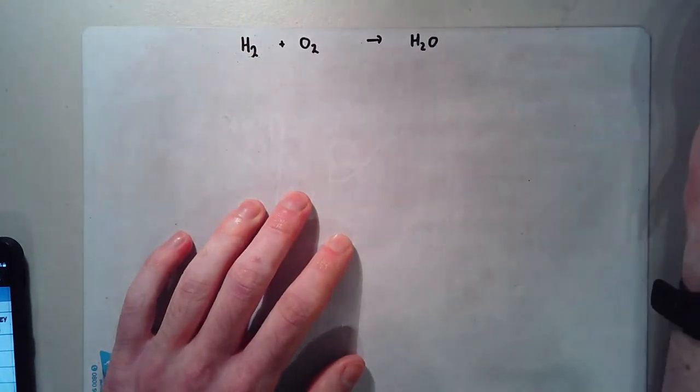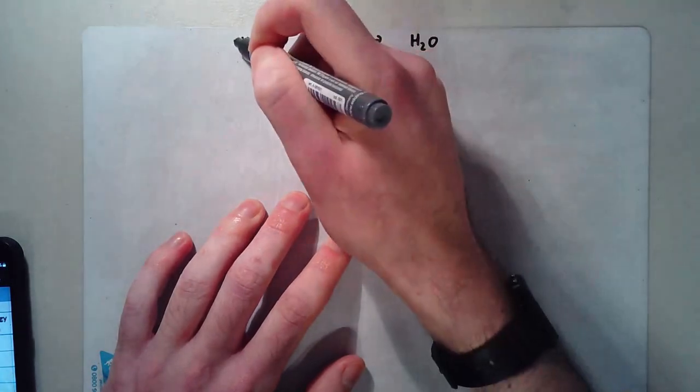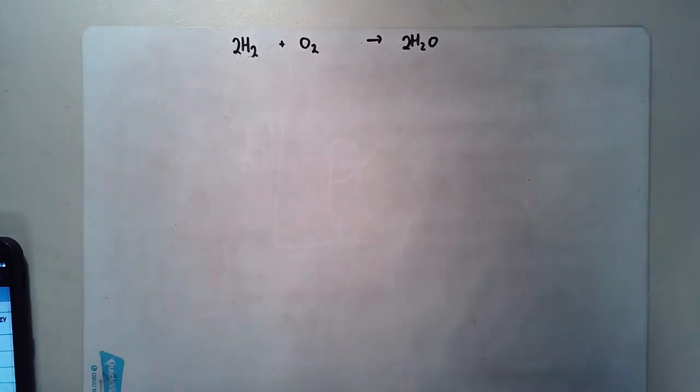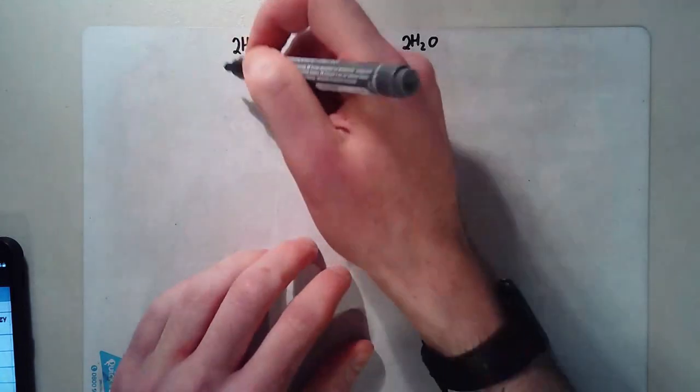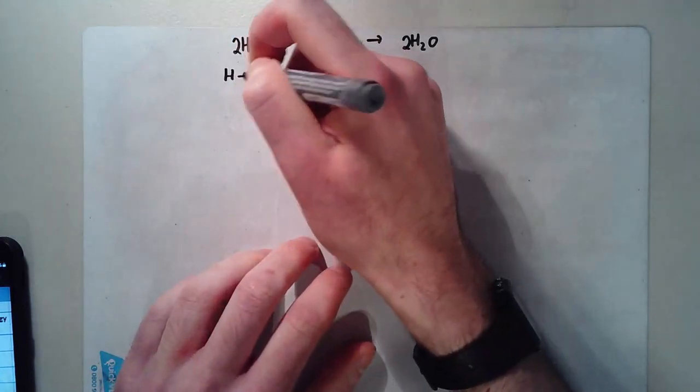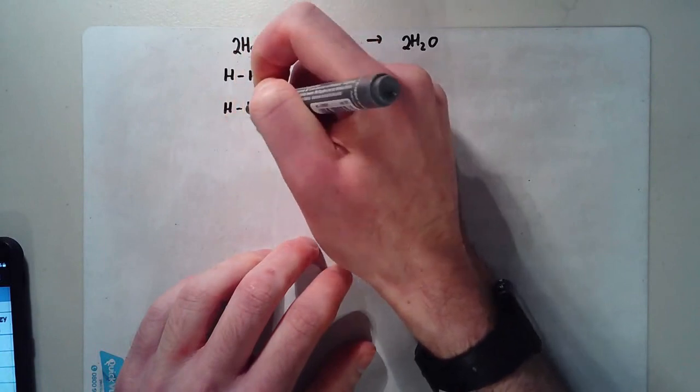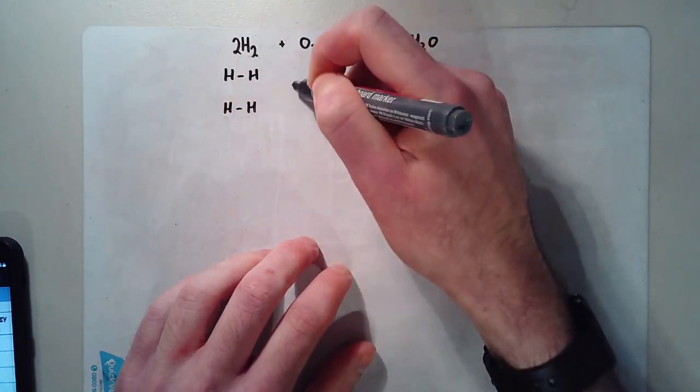Now, first off, this equation needs to be balanced. If you're not sure how to balance equations, I have a video for that, so make sure you check that out. For the minute, I'm not going to dwell on it, I'm just going to balance it straight off the bat. What that means is that I've got two hydrogens, two of these. I've got one oxygen.